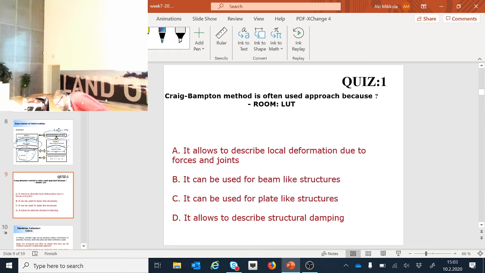Okay, so the Craig-Bampton method is an often used approach because it allows to describe local deformation due to the forces and joints. It can be used for beam-like structures. It can be used for plate-like structures. It allows to describe structural damping.